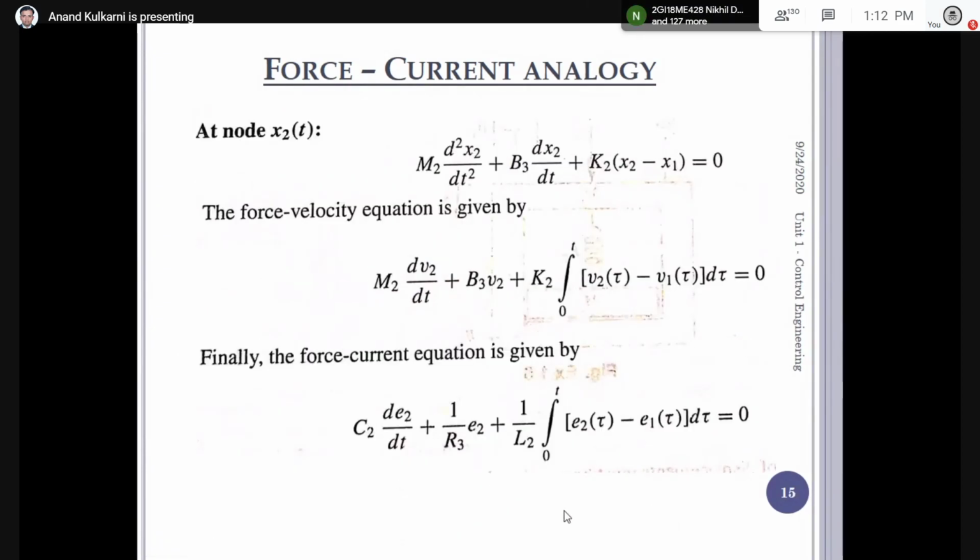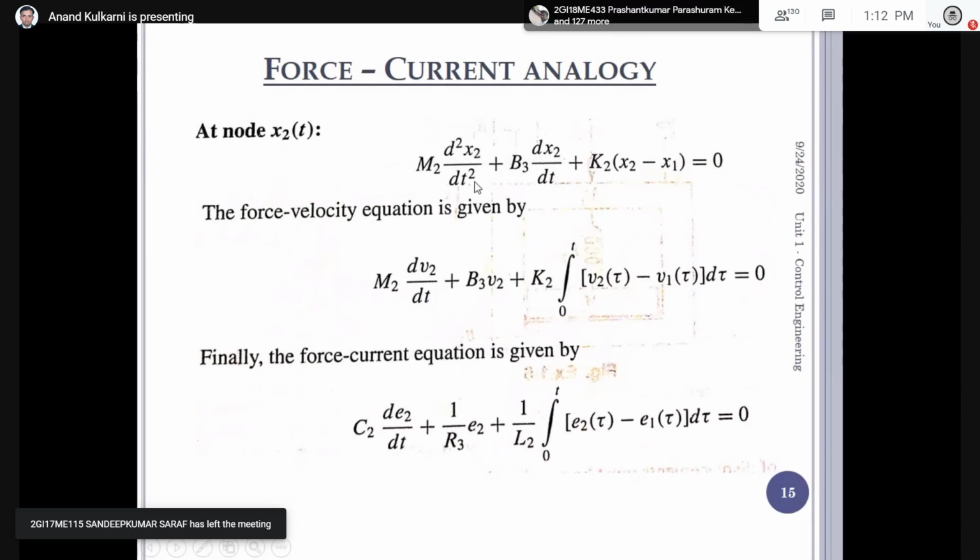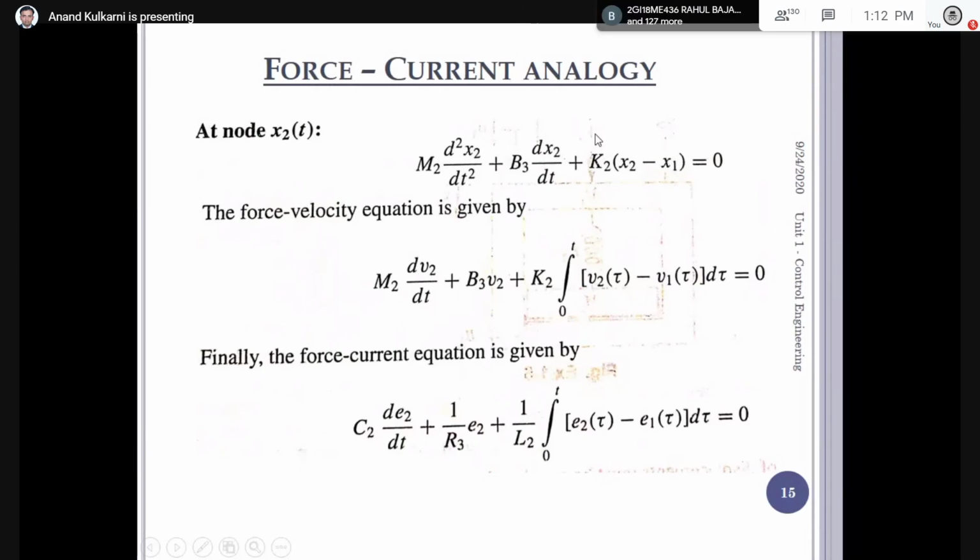Now, next, similarly we go for node 2, since there are only three interactions happening: one is mass, one is damper, and one is spring. So we write this equation: m2 into d square x2 by dt square plus b3 into dx2 by dt plus k2 into x2 minus x1. This is the equation.